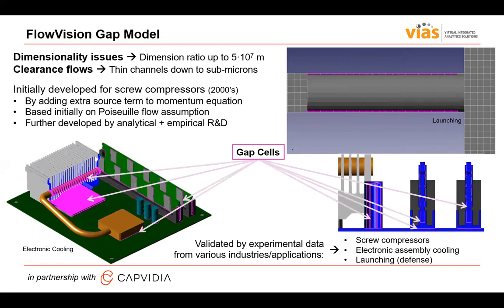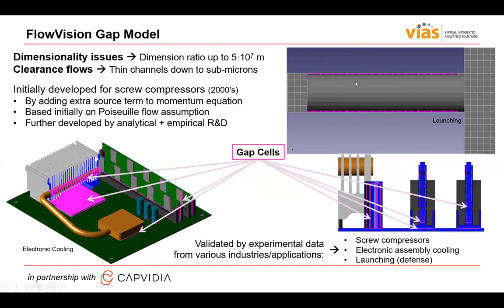followed by electronic assembly cooling, where you have a large number of components, up to a couple of hundreds, with very small distances between these components. You have momentum and heat transfer at the same time, so we can address them with FlowVision in a very efficient manner. And also, as you can see on the top right, launching cases: underwater launching, in-air launching, some ammunition. Here you can see those purple gap cells, which allow simulating the flow field in this region with just one row of cells. So this is the main idea here.